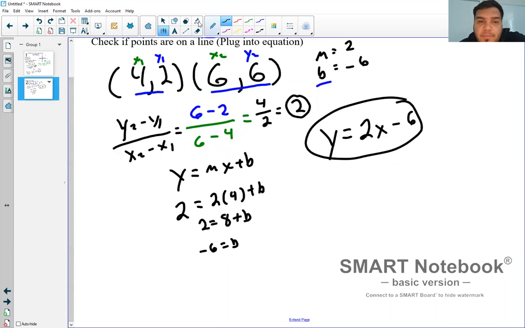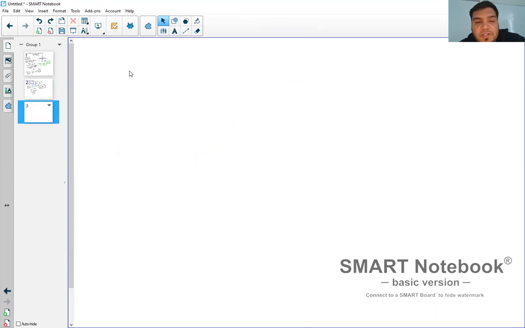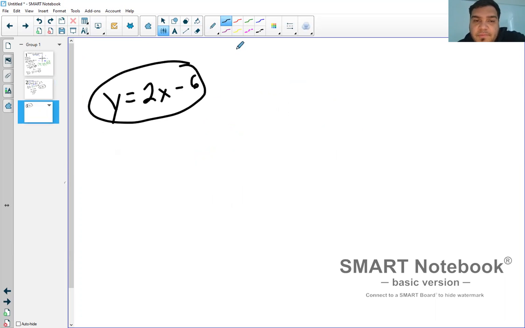Now the second part is to check if the points are on a line. I'll use this as an example. So to check if the points are on a line, let's say I give you this equation, or you found this equation, and you ask, is this point, 10, 7, on the line?